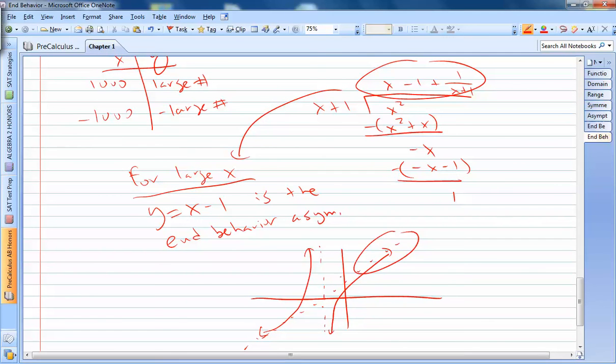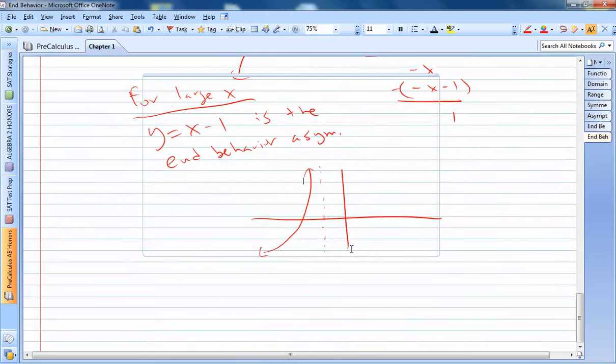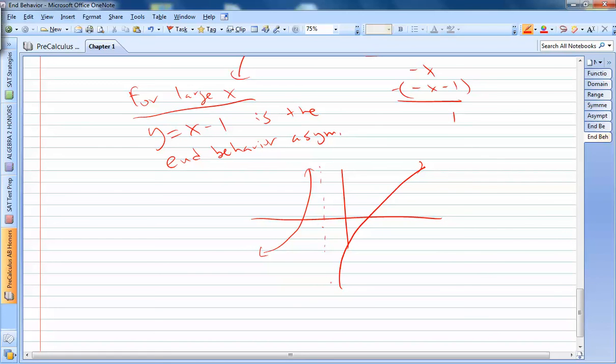the ends of the graph here, and actually let me redo that, that's actually a very poor job I just did. The ends of the graph, okay, one more time, will take on the behavior of y equals x minus 1. They'll start looking linear on those sides.